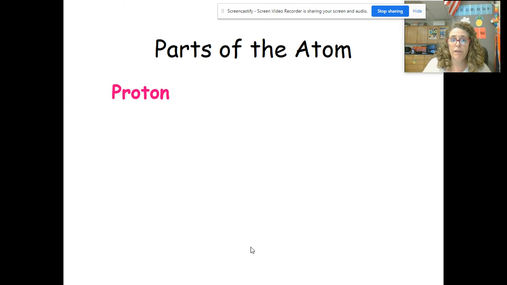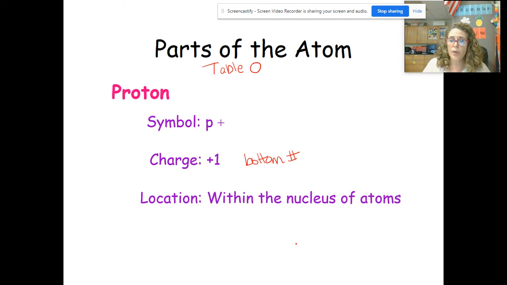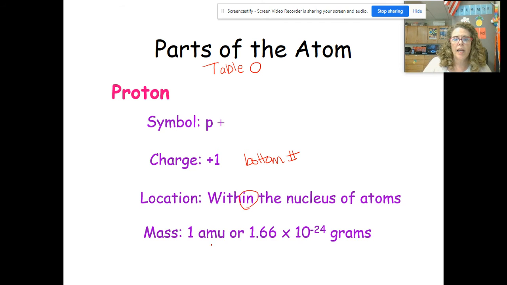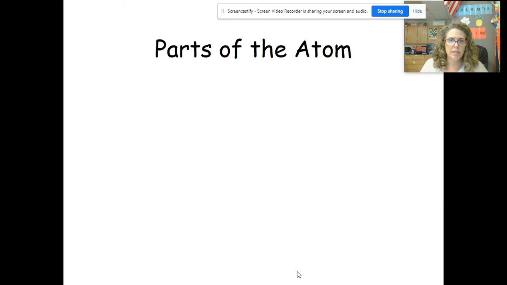So the atom is made up of protons, and this is the symbol of the proton. Your parts of the atom are also listed on Table O of your reference tables. And the charge is a +1. So the bottom number on Table O is a +1. So that means the charge is the bottom number on Table O. And it's located in the nucleus, right? Inside the nucleus is positive and has a mass of 1, which is our top number on Table O. So we've got our proton inside the nucleus, making the nucleus positive.